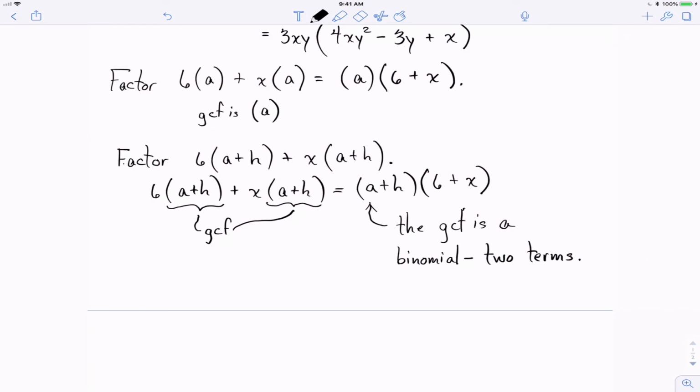And that is how we factor some more complicated examples of, we say, factoring out the greatest common factor.